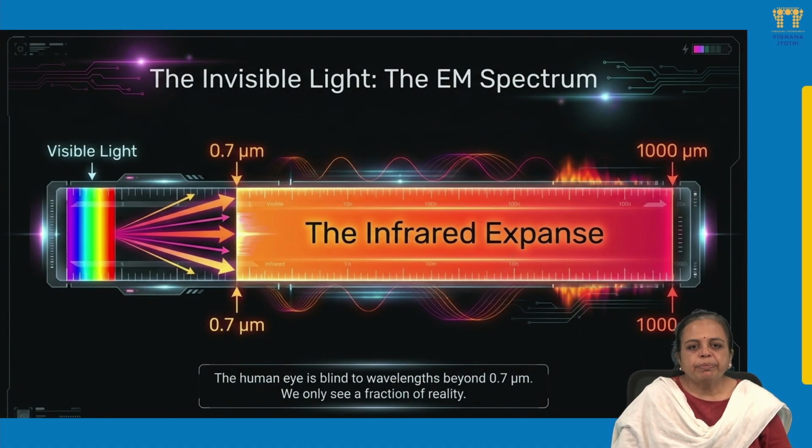So this is the IR spectrum. Visible light is one region, and if you are talking about 0.7 micron to 1000 micron, that is called the infrared zone or infrared spectrum. This infrared spectrum is mainly based upon thermal radiations.